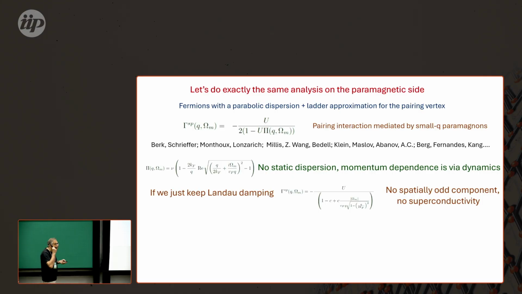Sorry? No, it's equal spin pairing, so I cannot have it. It's equal spin pairing. Remember, I pair only spin up fermions. Oh, sorry. I gave you the wrong answer. You're on the paramagnetic side.